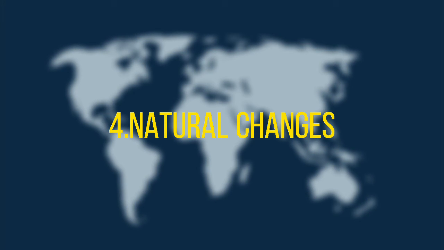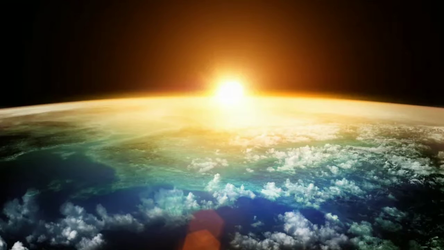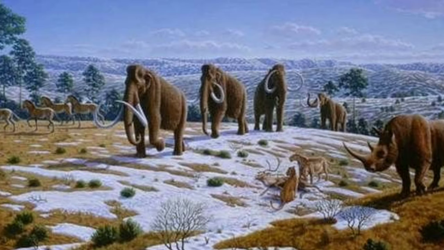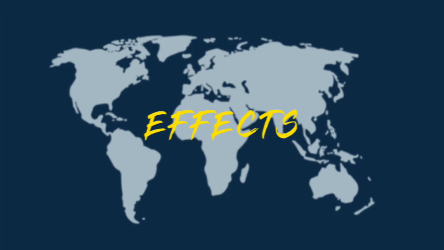Number 4 is natural changes. The climate on Earth has been changing since it formed 4.5 billion years ago. Until recently, natural factors have been the cause of these changes. Natural influences on the climate include volcanic eruptions, changes in the orbit of the Earth, and shifts in the Earth's crust. Over the past 1 million years, the Earth has experienced a series of ice ages and warmer periods.